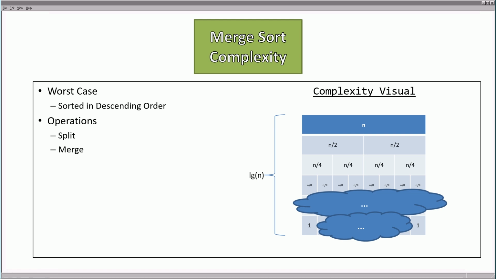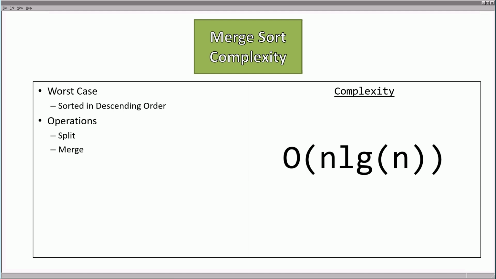Now at each one of the levels, we are merging those values back together. As you can see right here, if we add together all of these values, this is going to correspond to n. n/2 plus n/2 is also n. n/4, n/4, n/4, n/4 is all n. If we add each one of these rows together, when we merge them, it's effectively going to be n. Now we can use this to approximate the actual complexity of merge sort, which is n times log base 2 of n, so we can say that it is big O of n log n.